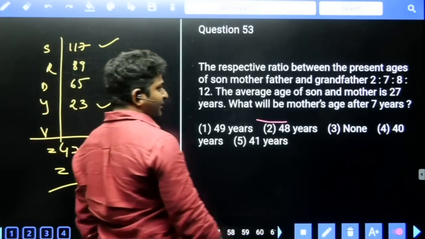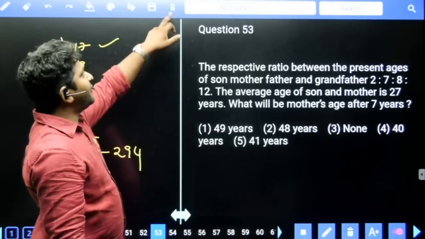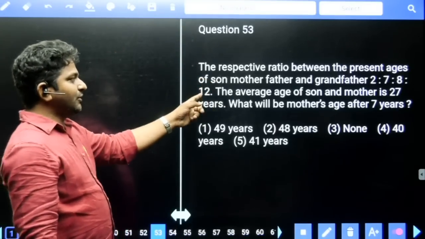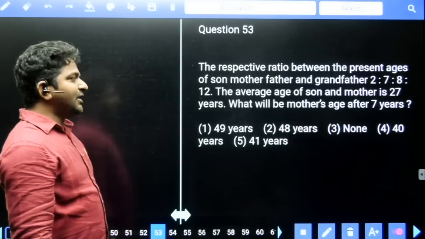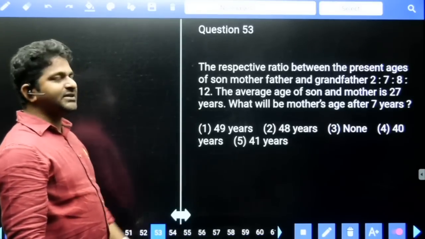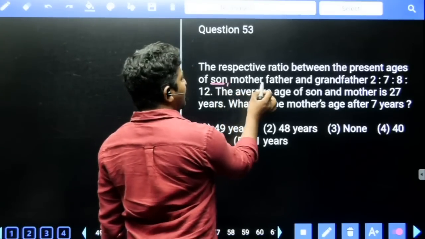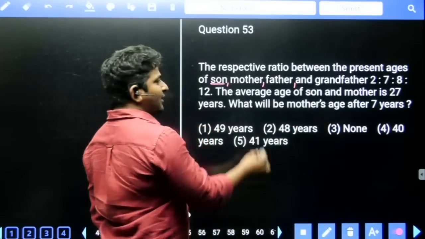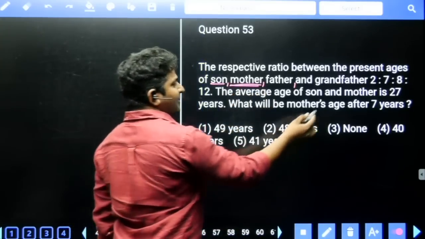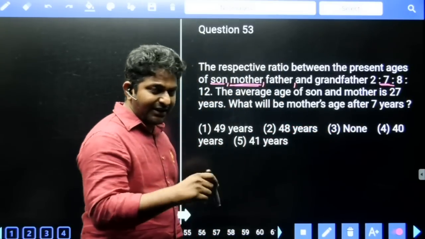Next. The respective ratio between the present ages of a son, mother, father and grandfather is 2 is to 7 is to 8 is to 12. The average age of son and mother is 27 years. What will be mother's age after 7 years? Now from the ratio, son, mother, father, grandfather, mother is the second person. From the ratio, the second person is 7 parts. So mother's present age is 7 parts.